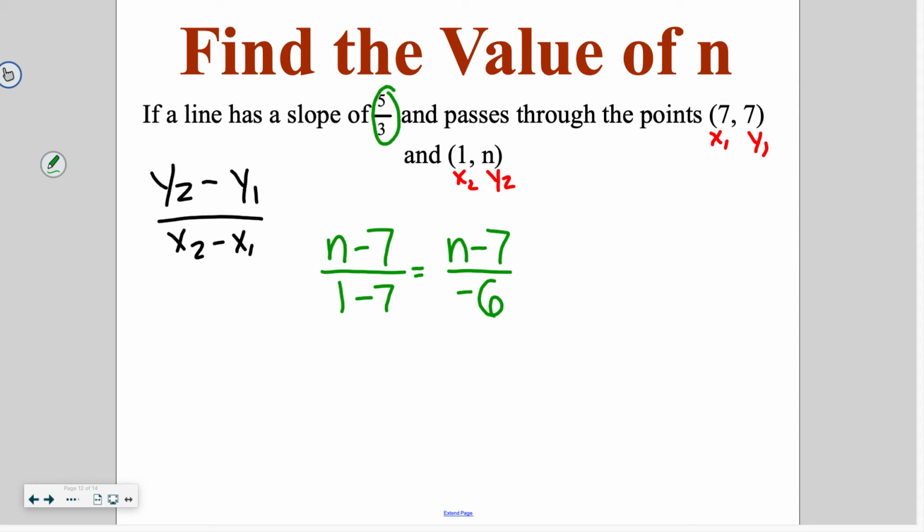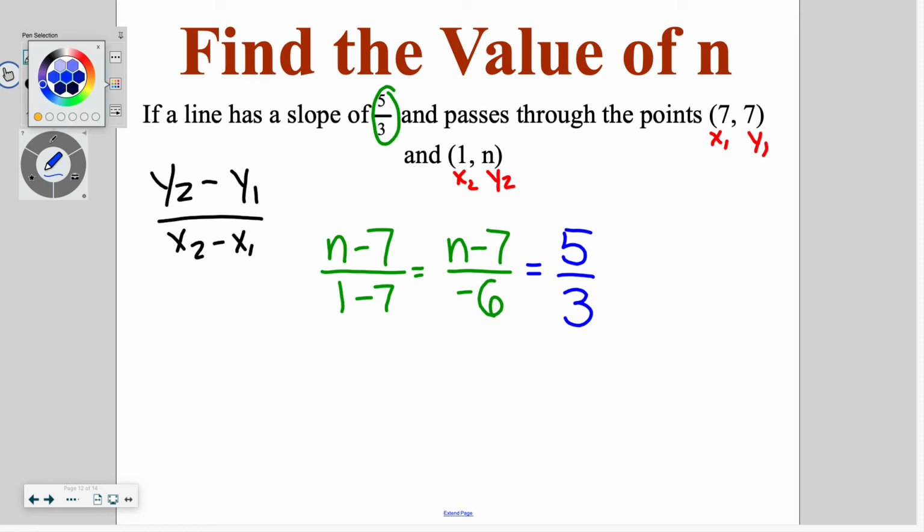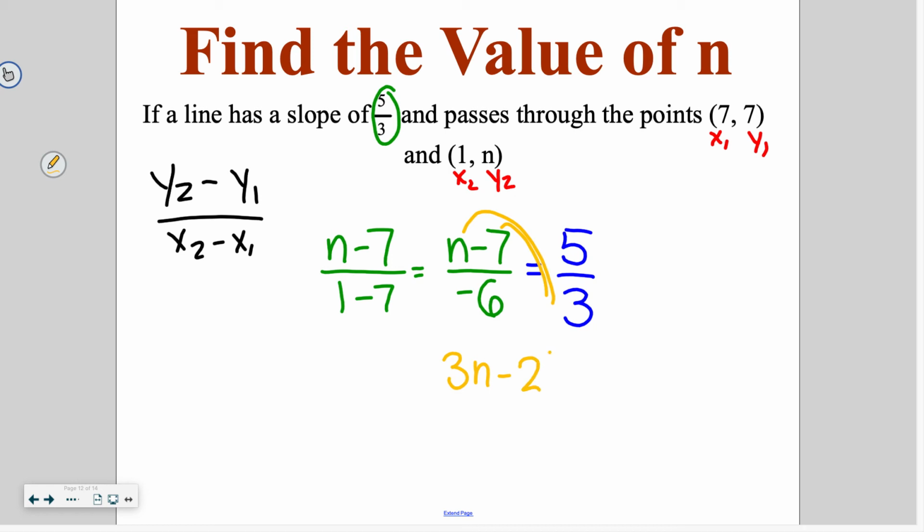This is where our slope value now comes into play. We're going to set this fraction equal to our slope, which is 5/3. In order to solve this problem now, we're going to go ahead and cross multiply. So I've got 3 times n, which is 3n, minus 3 times 7, which is 21, and then cross multiplying the other direction, negative 6 times 5 is negative 30.